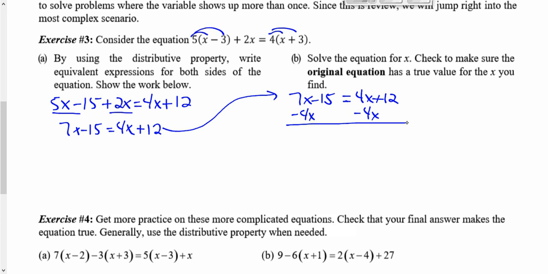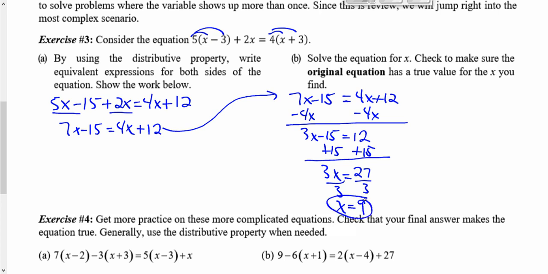I'm lining it up under the 7, so what do we get? Now it looks like any other one, right? What do we do now? So we get 3x equals what? 27. And now what? Divide by the 3. Divide both sides by 3. 9. Okay? You have x's on both sides. You want to get them all on one side.